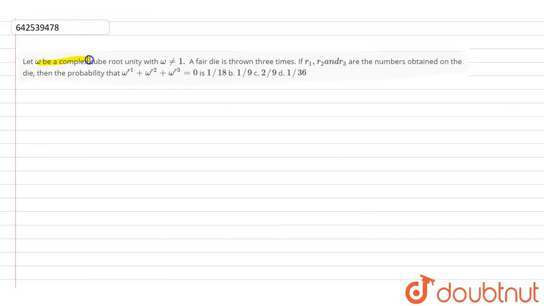The question is, let omega be a complex cube root of unity where omega does not equal 1. A fair die is thrown 3 times. If R1, R2, R3 are the numbers obtained on the die, then the probability that omega to the power R1 plus omega to the power R2 plus omega to the power R3 is equal to 0 is: A, 1 by 18; B, 1 by 9; C, 2 by 9; or D, 1 by 36.